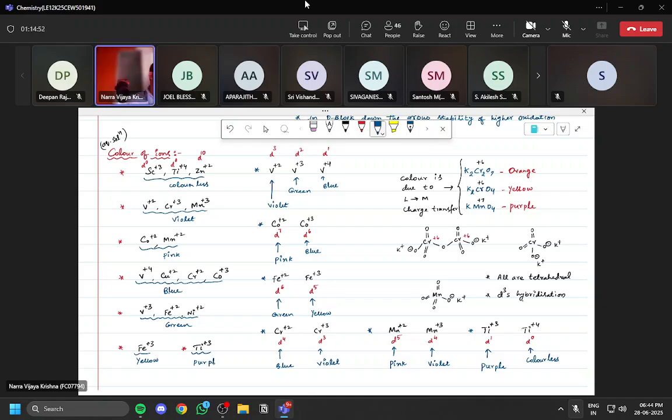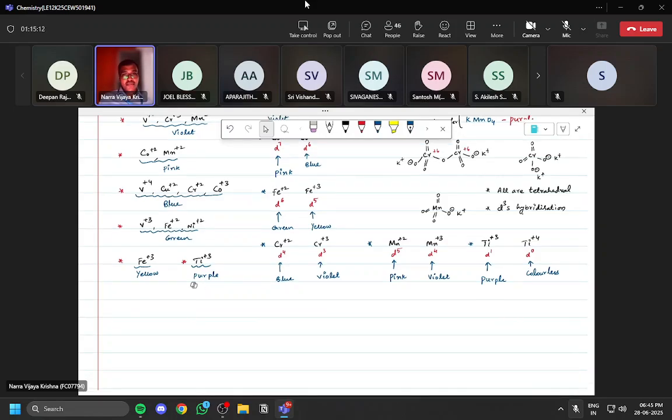Any other? Right? So you need to remember the ions which show the same color, or we need to remember the element in a different oxidation state showing different colors. Any questions, sir? So we are done with color of ions. Next one, magnetic properties.